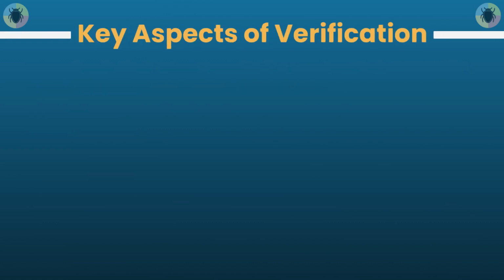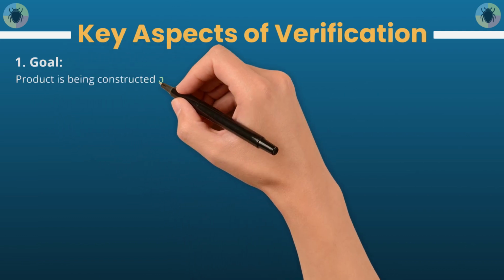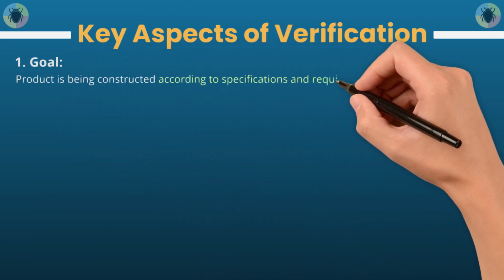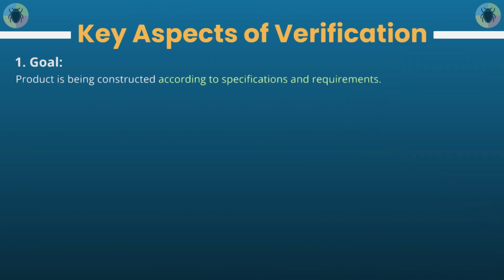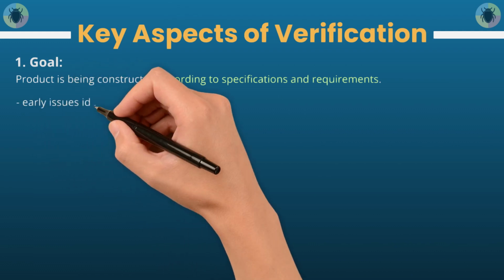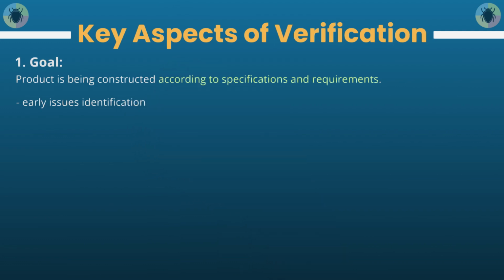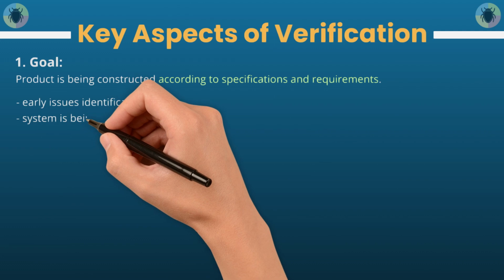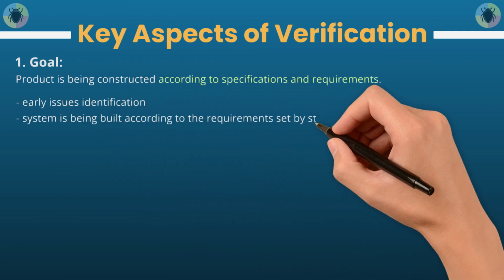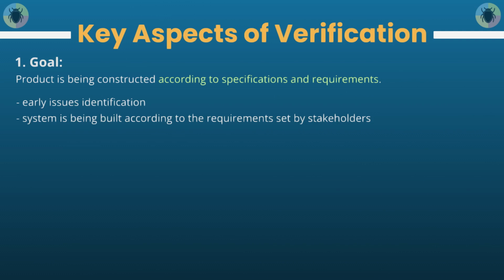Key aspects of verification. 1. Goal. The primary goal of verification is to ensure that the product is being constructed correctly according to its design specifications and requirements. This means confirming that the product, during its development, adheres strictly to predefined standards and specifications. Verification helps in identifying issues early in the development process, reducing the risk of defects later on. It ensures that the system is being built according to the requirements set by stakeholders, and that all components are integrated correctly as per the design.